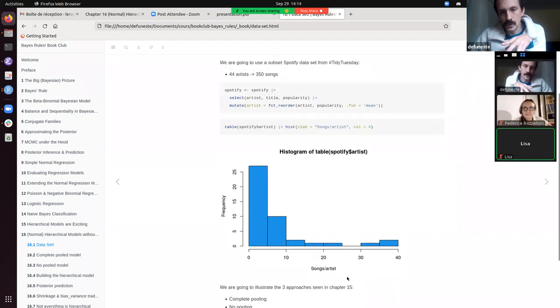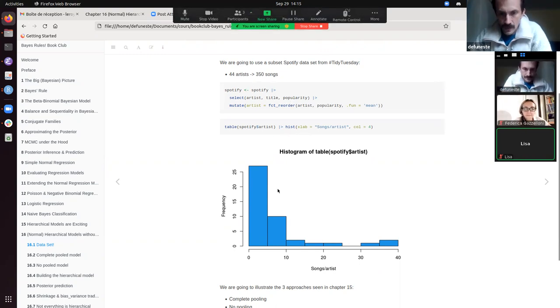It asked us to play a bit and explore the data. So I just did a quick histogram. I'm not too much of a ggplot person, so sometimes I just go quickly with base plot. So we see you have a huge variation in the number of songs per artist. You have a few artists with 40 songs, and some of them with just 3 to 4. I don't remember. So you have to take this distribution into account.